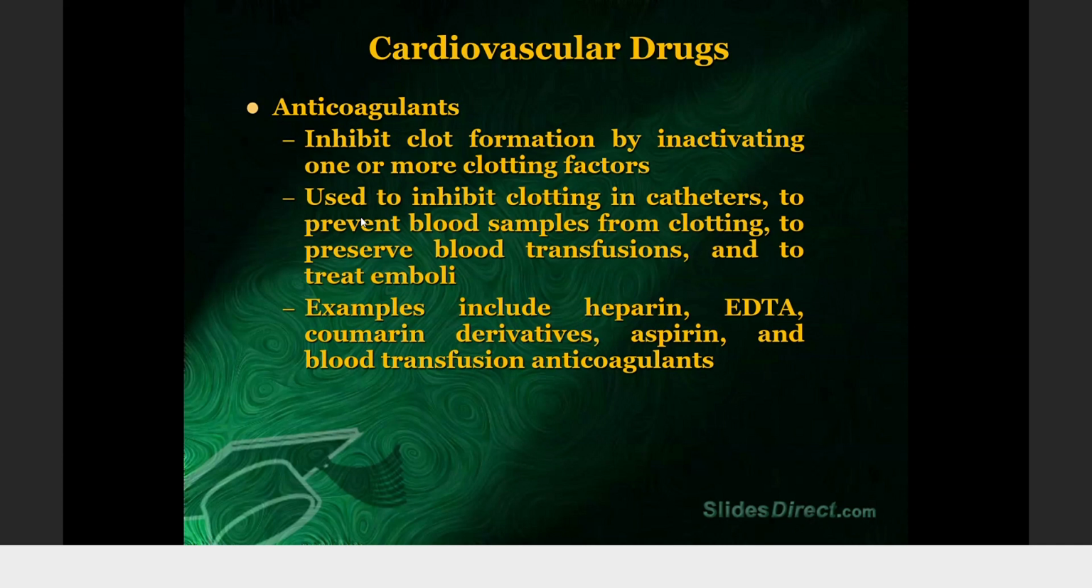But if you want to use serum, you use the plain tube. Also coumarin derivative, aspirin, and also blood transfusion anticoagulants. Anticoagulants in the heart are used exclusively for post-treatment of heartworm prevention.